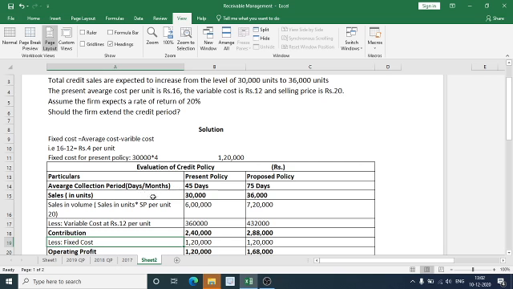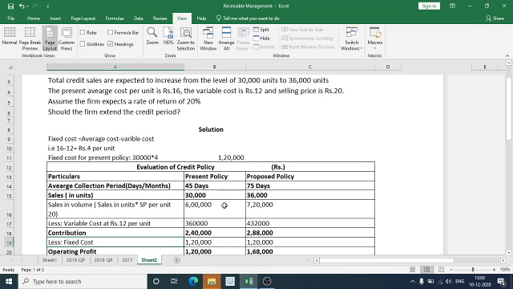So the revenue, first we have to find out from sales proceeds. Sales here are given in terms of units, so you should be very careful whether it is given in terms of units or volume. Here, if it is given in value, we can write it directly, but when given in units, we have to multiply it by the selling price and write it. So sales are 30,000 for present policy and 36,000 for proposed policy.